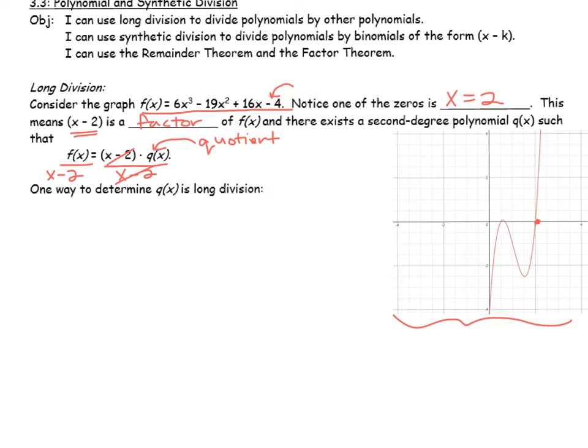So let's show that first using long division. And if you remember this is kind of a long process. We'll take our factor x minus 2 and place it on the outside. We'll draw a really long division bar, and we put our polynomial 6x^3 minus 19x^2 plus 16x minus 4 on the inside. To do long division, your process is to look at the first term on the outside and the first term on the inside. What could we multiply x by to cross off 6x^3?